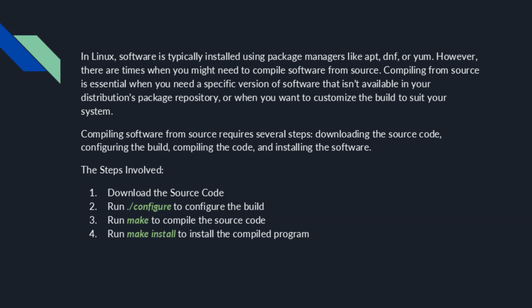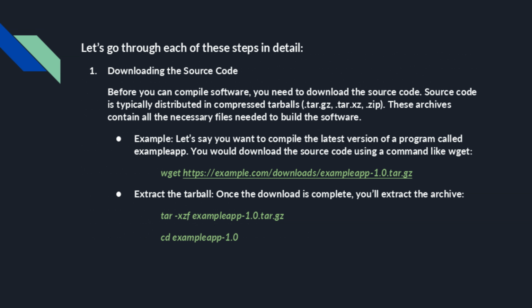Compiling software from source requires several steps: downloading the source code, configuring the build, compiling the code, and installing the software. The steps involved: download the source code, run ./configure to configure the build, run make to compile the source code, run make install to install the compiled program. Let's go through each of these steps in detail.